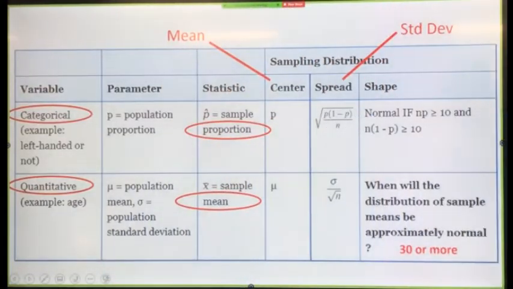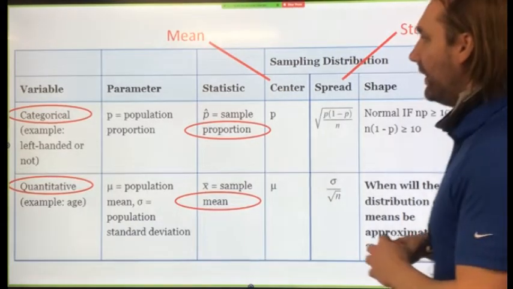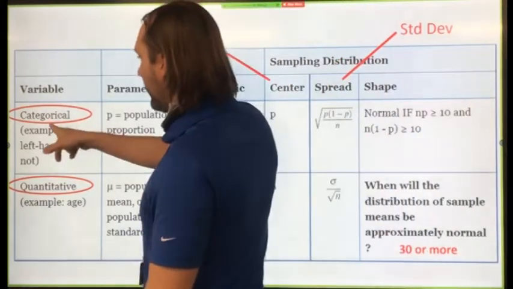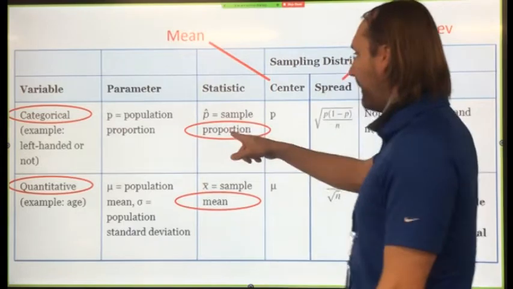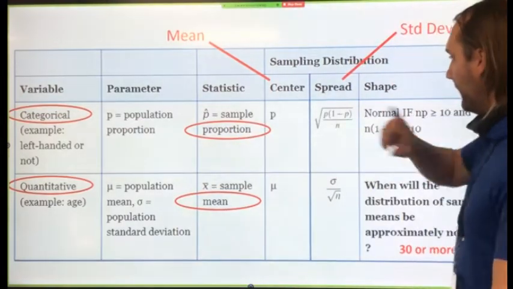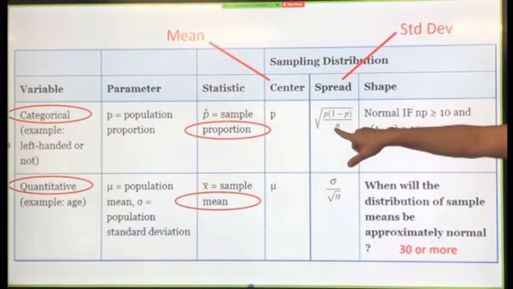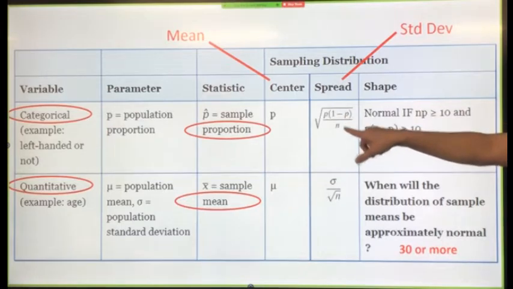Now, this is probably a very important table because there are different formulas for standard deviation. How do you know when to use which one? If we are talking about categorical data, if we were talking about proportion, like we have been, this is the one we've been using, right? The square root of P times Q over N.